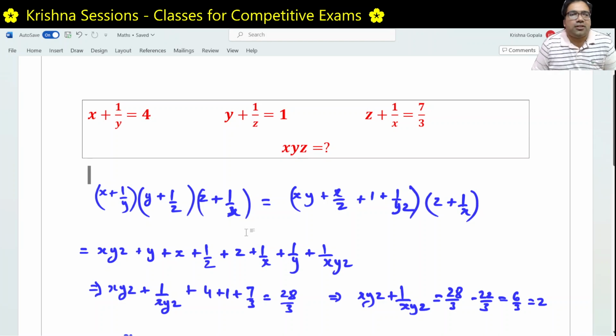So this is an easy problem only. Just that it looks difficult, but it is not difficult. These kind of questions you can expect in CAT.